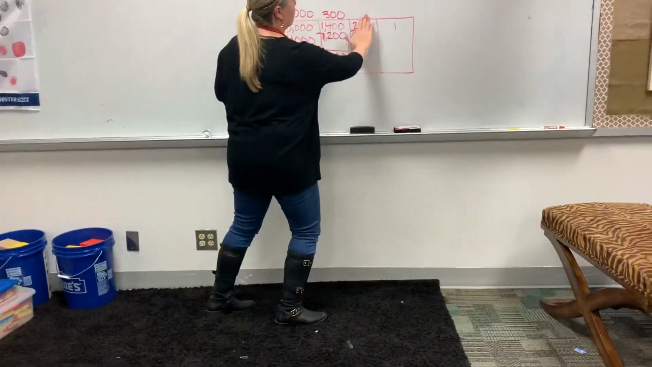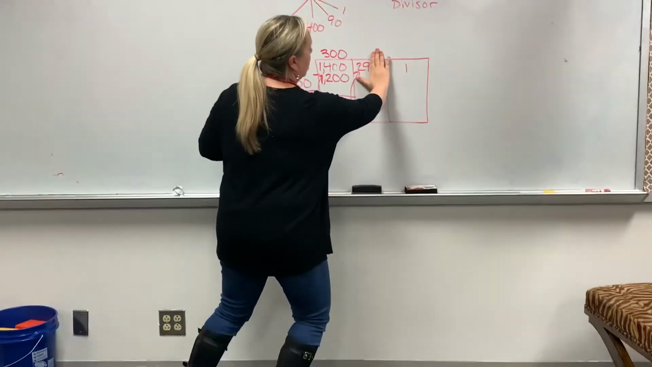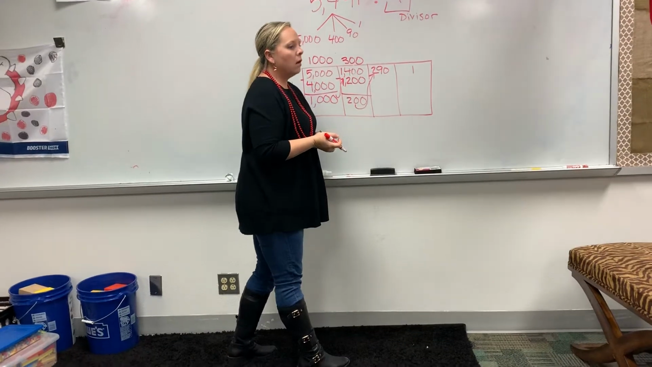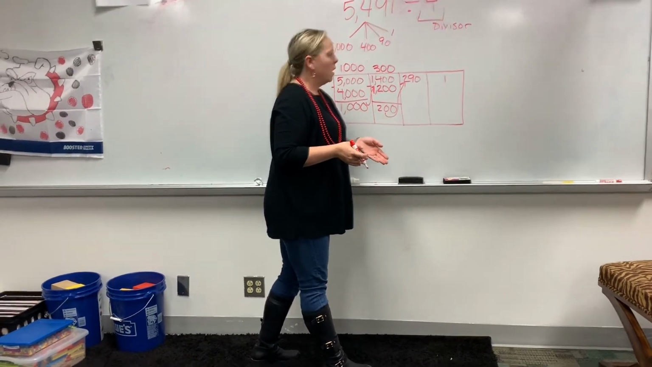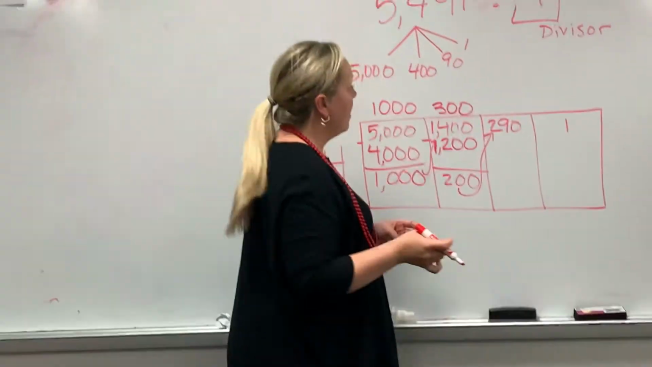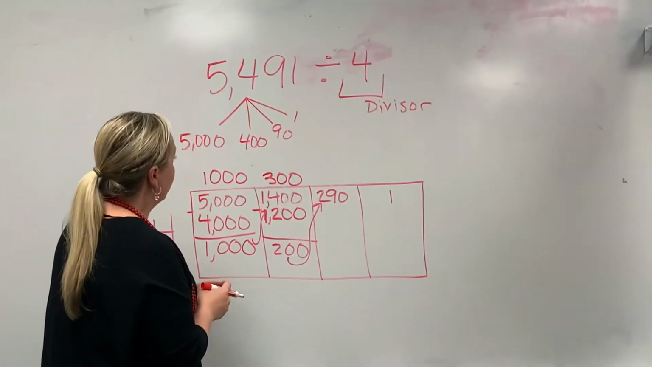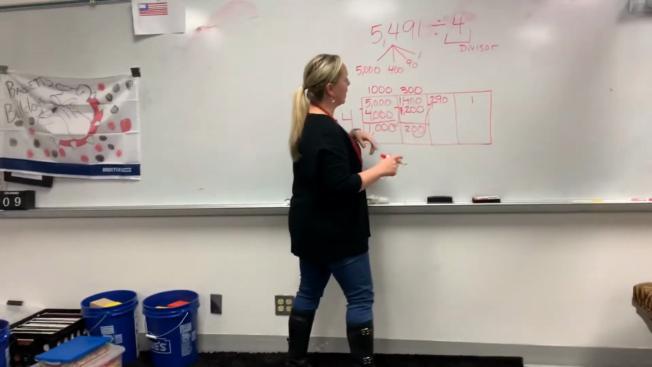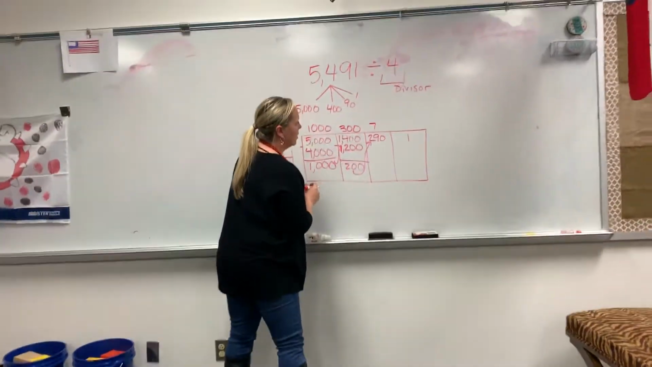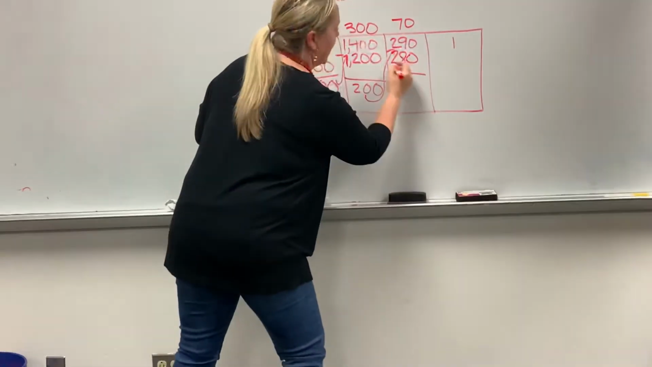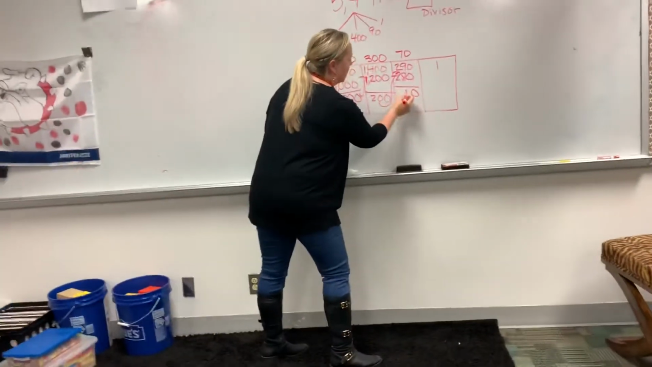Now I'm thinking to myself, will 4 fit into 2? It won't. I move over a place value. Will 4 fit into 29? 4 times 5 is 20. 4 times 6 is 24. And if I do 4 times 7, that would be 28. I'm sorry about that. 4 times 7 is 28. So 7 is as large as I can go, and that's going to be 28. 4 times 70 is 280. I subtract, and I end up with 10.